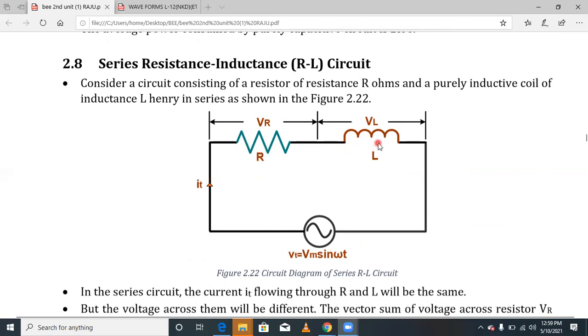Across the inductor, you know well, the current lags the voltage, or the voltage leads the current. Across the inductor, the current lags the voltage by 90 degrees for a pure inductor. For a not-pure inductor, the voltage leads, which means the current lags by some angle.